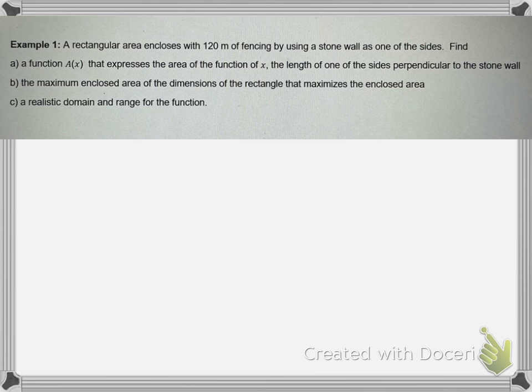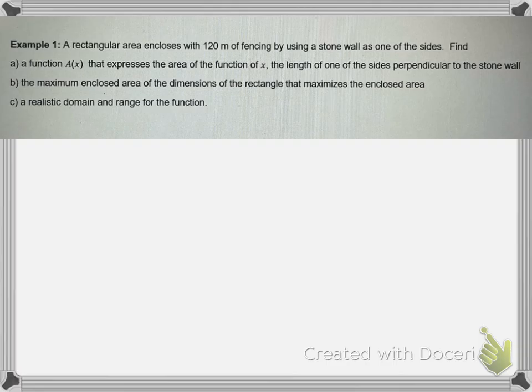So example 1. Imagine you have a rectangular area and it's enclosed with 120 meters of fencing. You also have a stone wall as one of the 4 sides. Because we're dealing with a rectangle, we know we have 4 sides. And it's really helpful to draw a picture in this case.